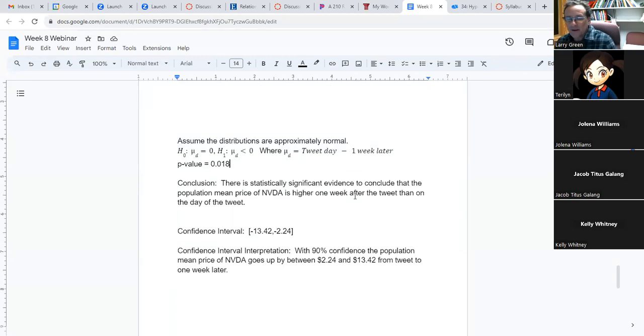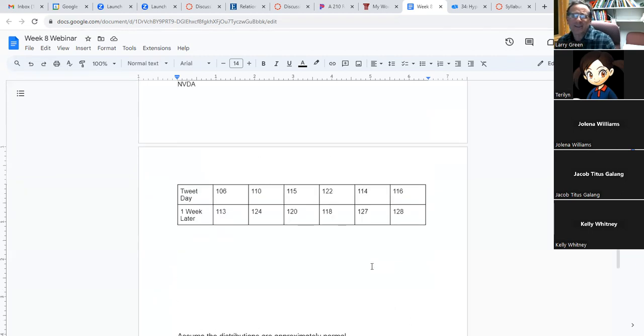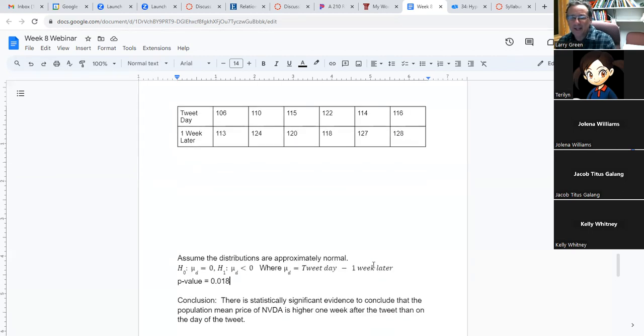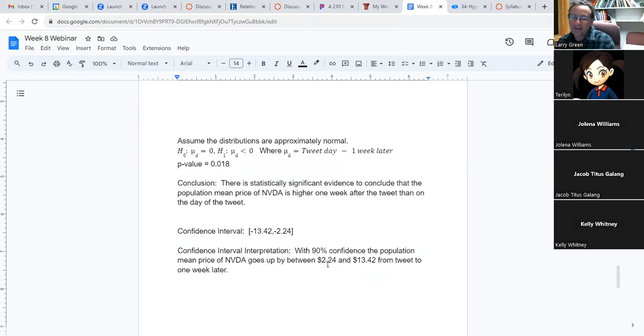Okay. So notice that $2.24 and $13.42, that's real money that you care about. Does that make sense? Given that it's not much more than $100, that means you're making between 2% and say 12%. And that doesn't sound like that much, but it's 1 week. And if you can do that 30 times in a year, that's a huge amount of money. Do you see how that works?